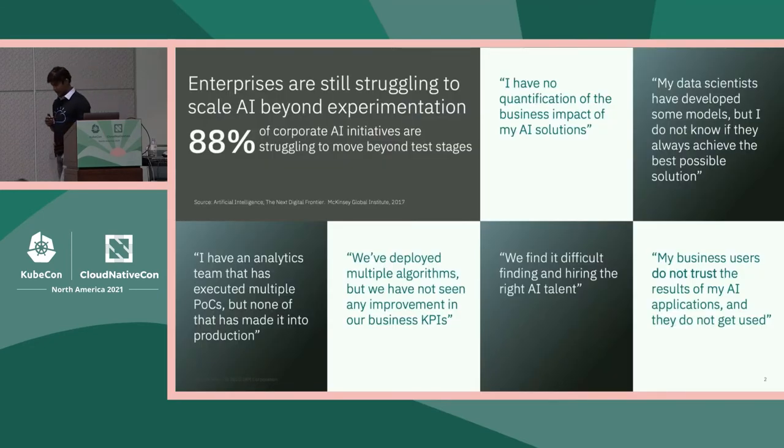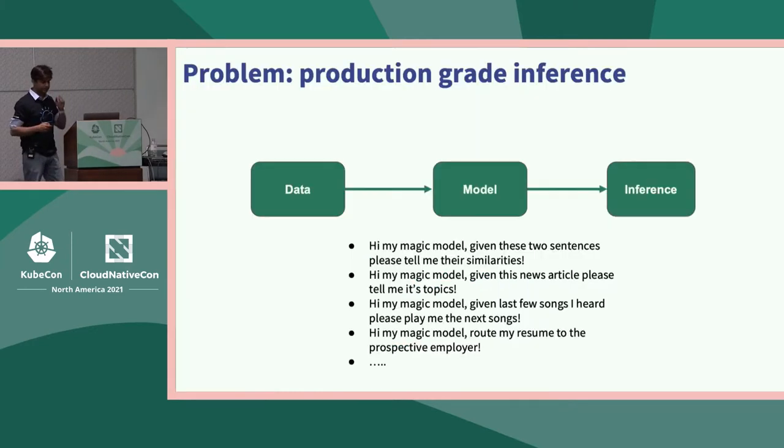So to begin with, one of the things we are seeing is that around 90% of corporate AI initiatives are still struggling to move to production. And not only move to production, even if they are moving to production, there is a lot of skepticism around whether these models are giving predictions which can be trusted. How do we measure business KPIs? But a large part of the leg up is in taking these experiments which are happening within a large number of enterprises, and deploying them in production.